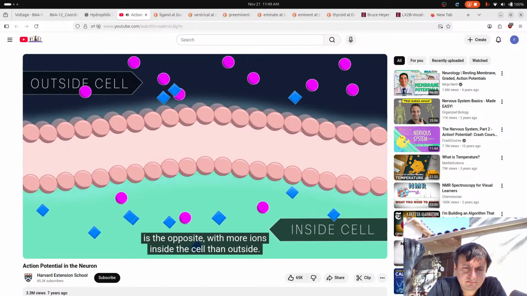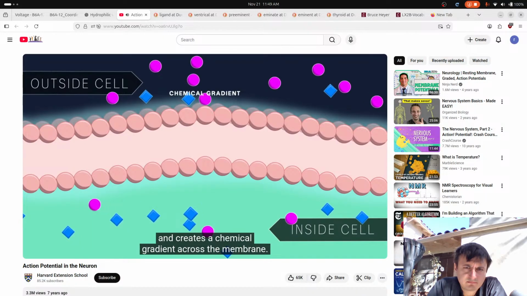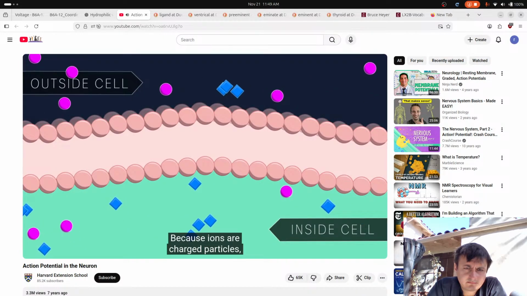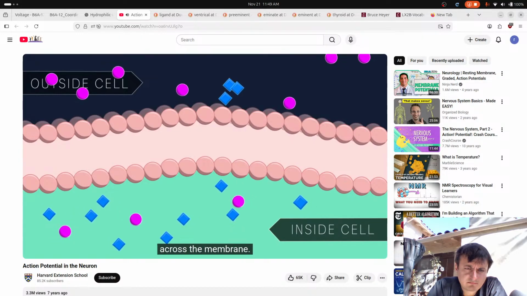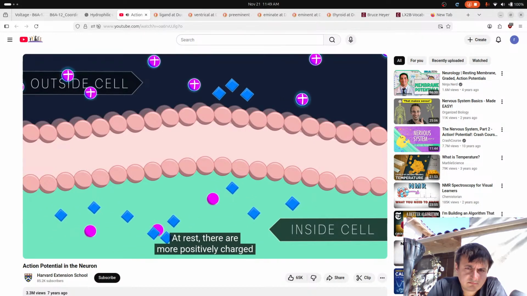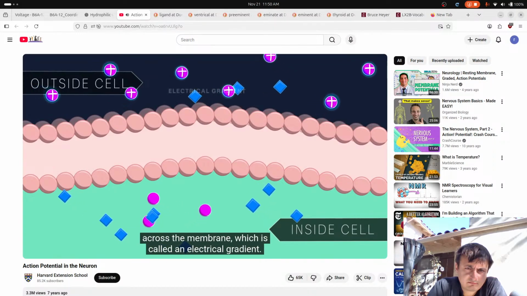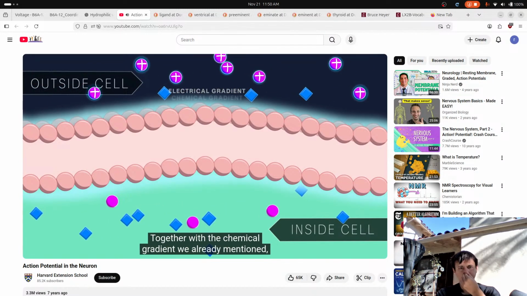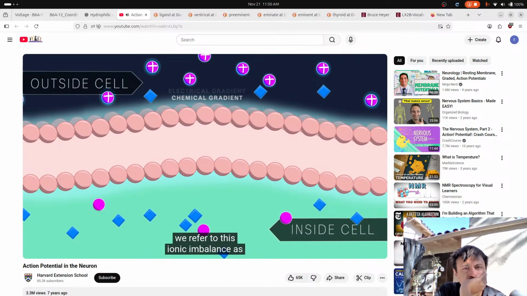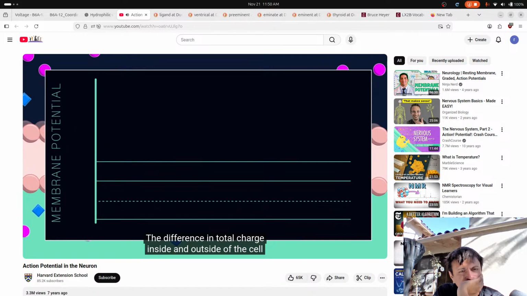This ionic separation occurs right at the cell membrane and creates a chemical gradient across the membrane. Because ions are charged particles, we also need to consider their charge when thinking about their distribution across the membrane. At rest, there are more positively charged ions outside the cell relative to the inside. This creates a difference in charge across the membrane, which is called an electrical gradient. Together with the chemical gradient we already mentioned, we refer to this ionic imbalance as the electrochemical gradient. The difference in total charge inside and outside of the cell is called the membrane potential.